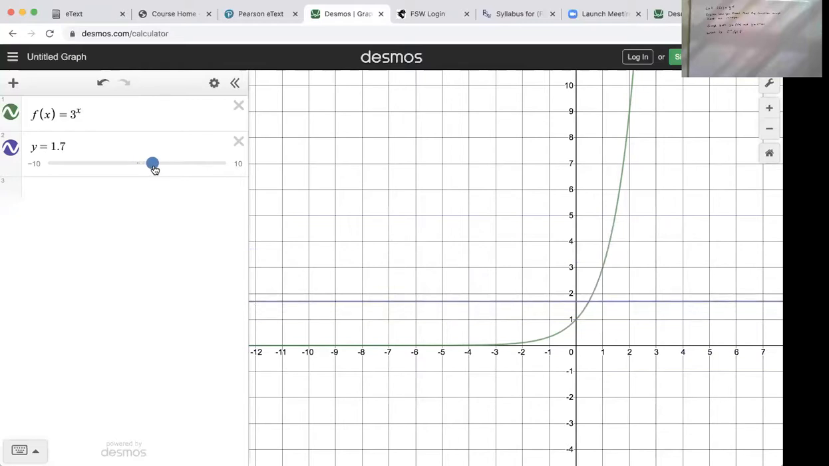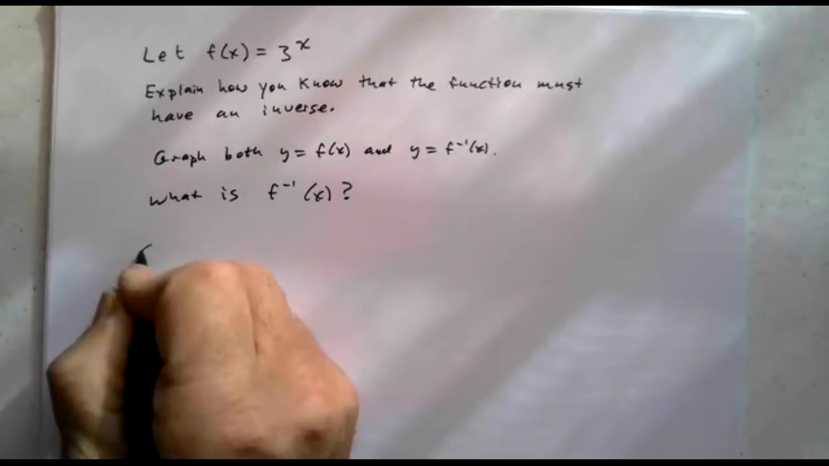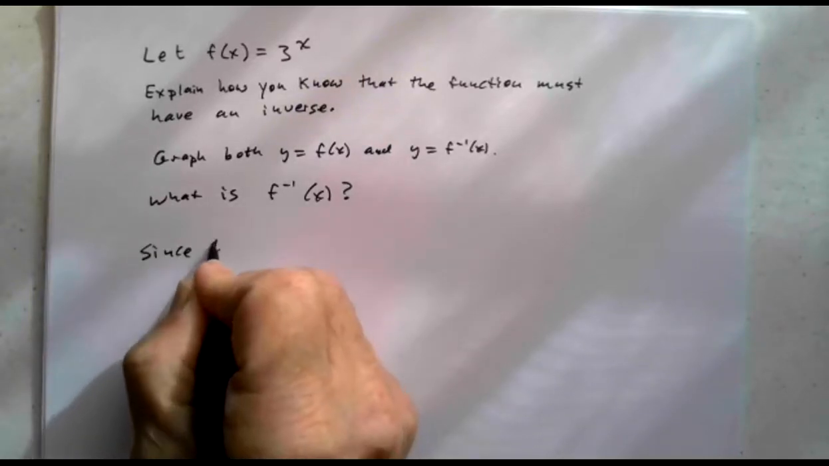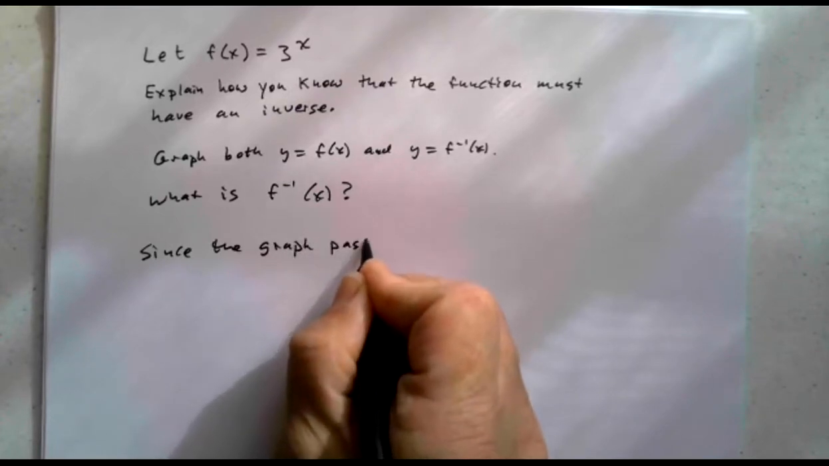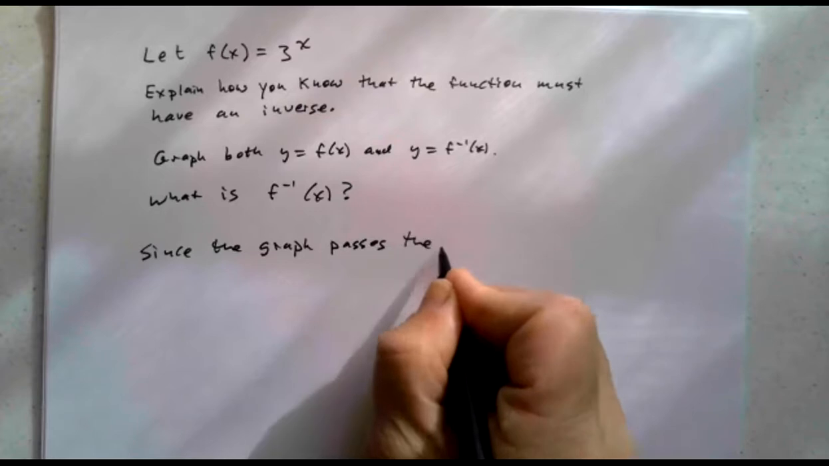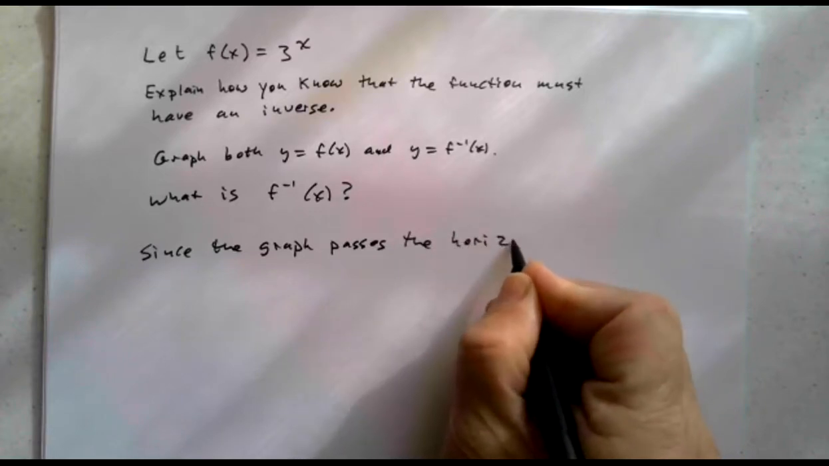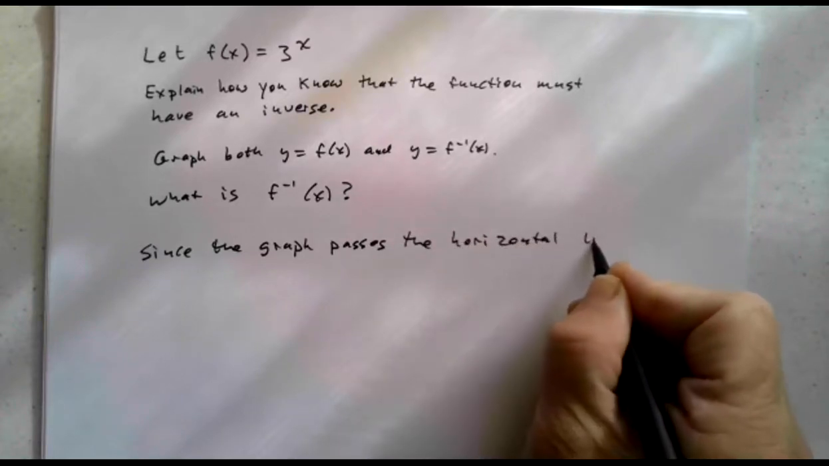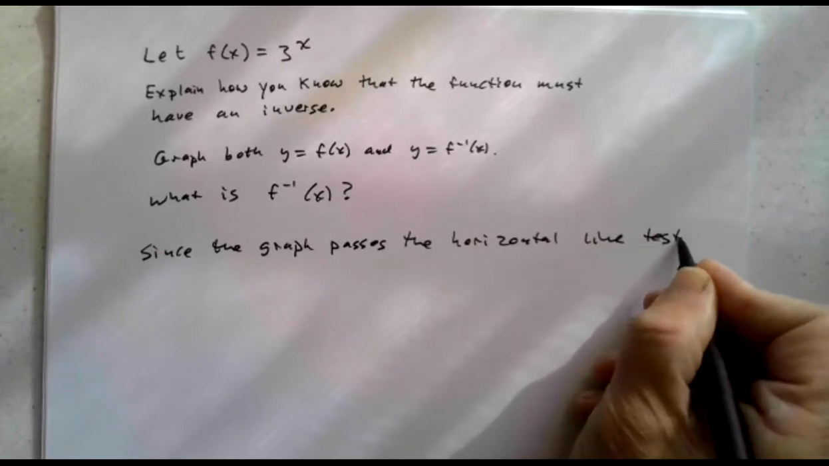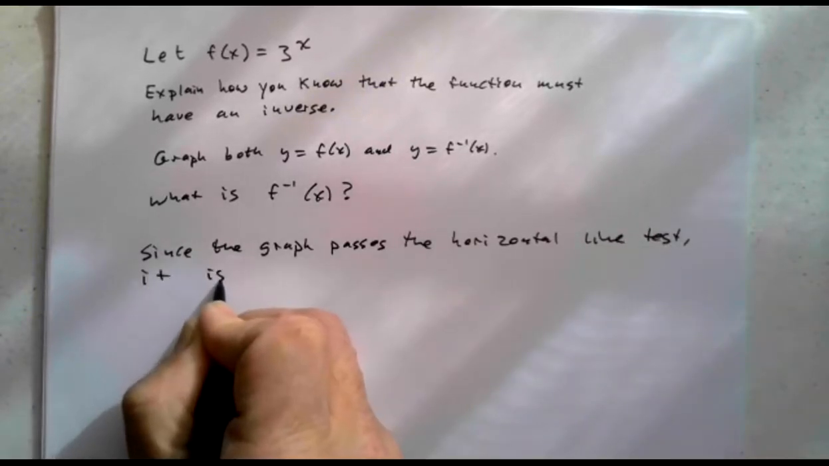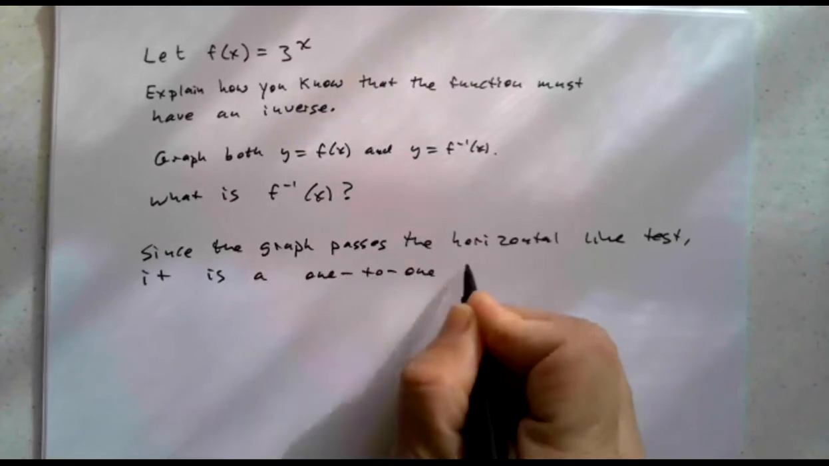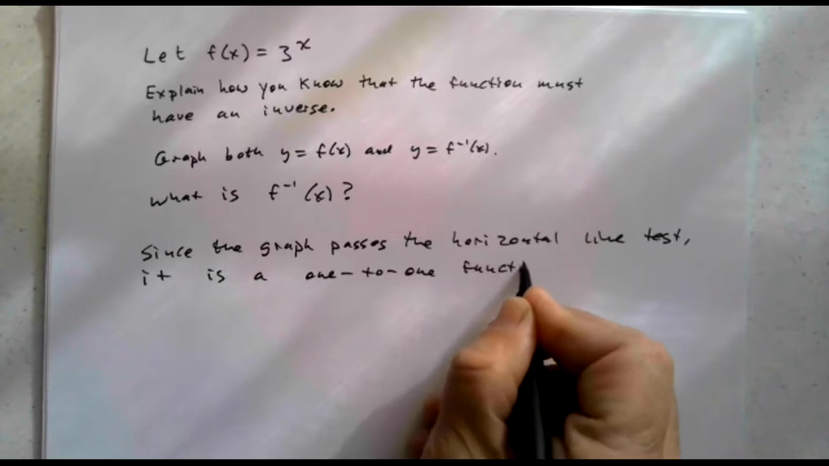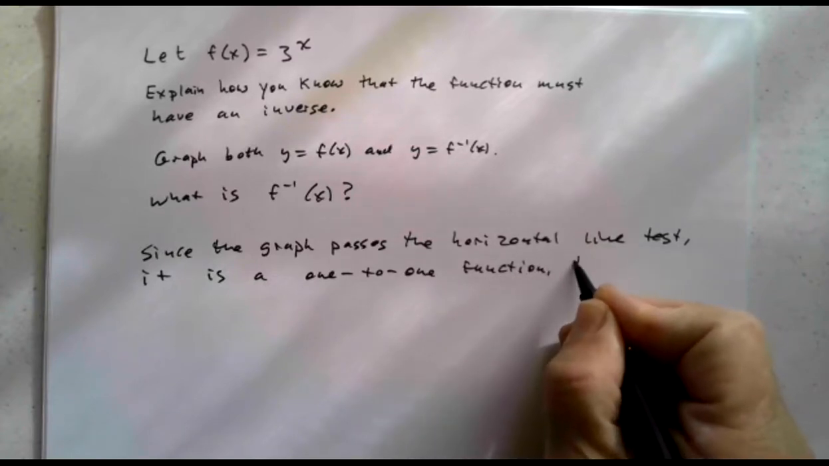Therefore, it is 1-to-1. So since the graph is 1-to-1, we can say, since the graph passes the horizontal line test, it is a 1-to-1 function. Therefore, it must have an inverse.